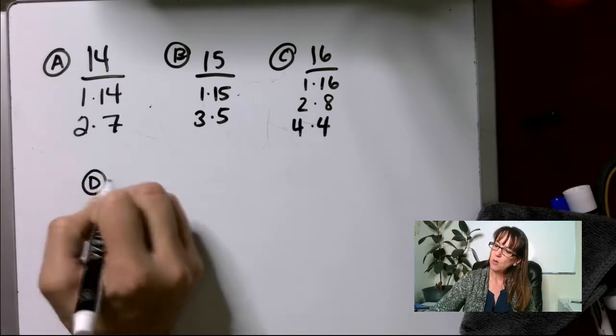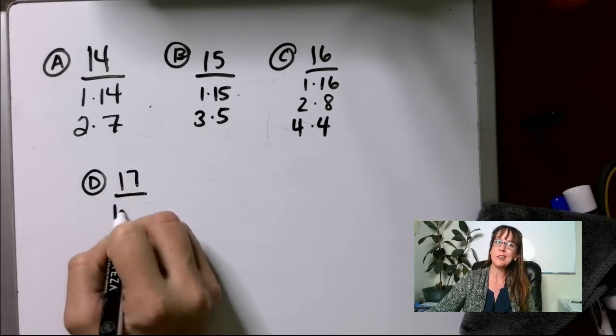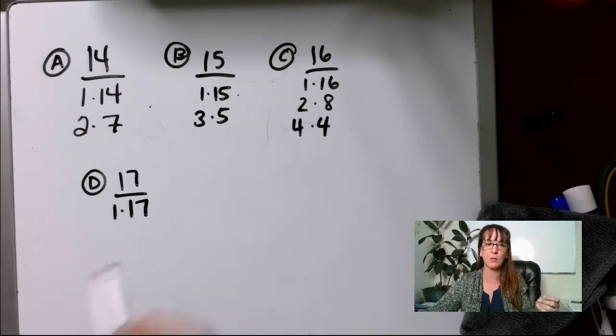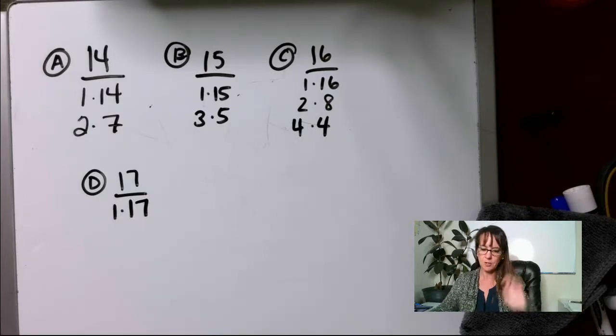D. 17. This is why it's a good idea to know your prime numbers because, folks, 17 is prime. There is nothing else that we can multiply 17 by. 1, 2, 3, 4, 5, 6, 7, 8. Well, I'll be here all night, right? So you are good.